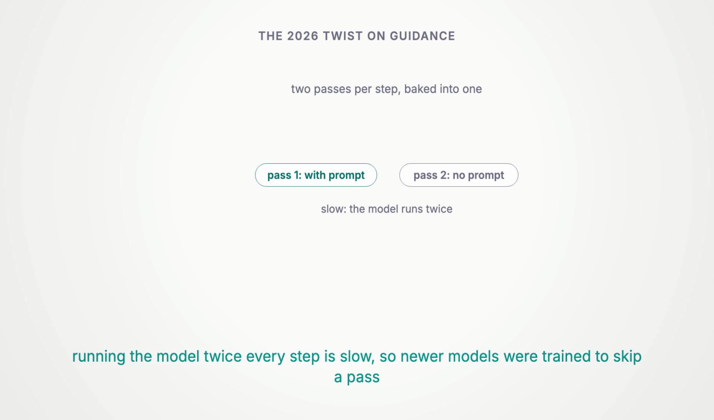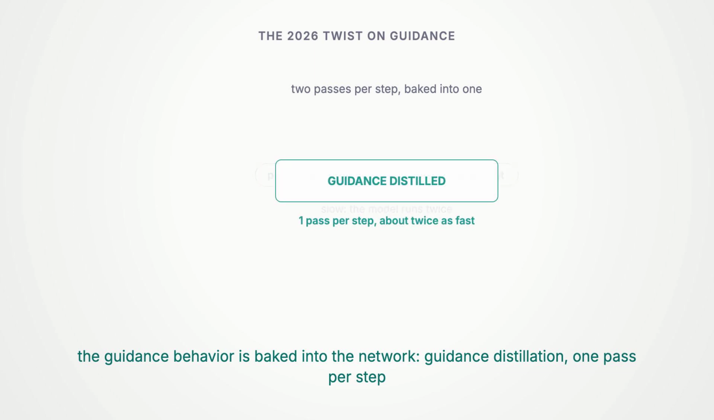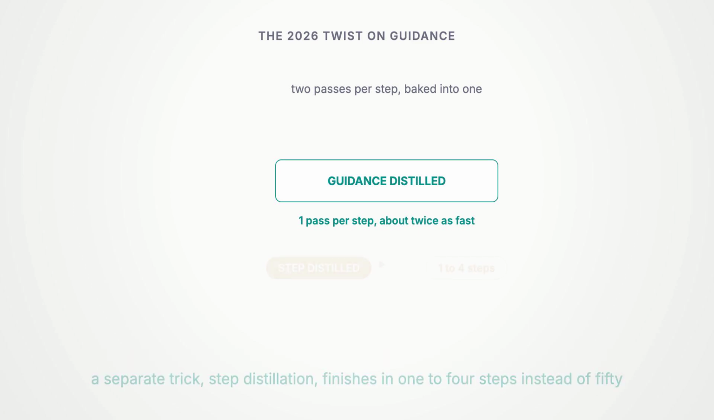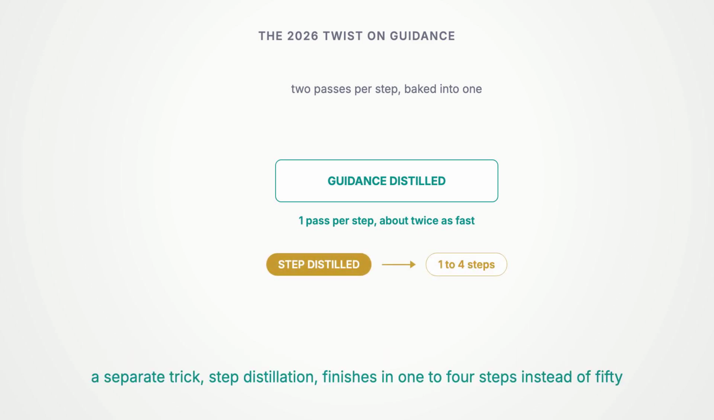There is a twist on guidance that trips up almost everyone in 2026, and it is worth 2 minutes because it explains a very common silent failure. Running the model twice at every step, once with your prompt and once without, is slow. So newer models were trained to skip the second pass. The guidance behavior gets baked directly into the network during training, which is called guidance distillation. On its own, that just makes each step run once instead of twice, about twice as fast. A separate trick, step distillation, is what teaches the fast models to finish in just 1 to 4 steps instead of 50. Many of the newest models use both.